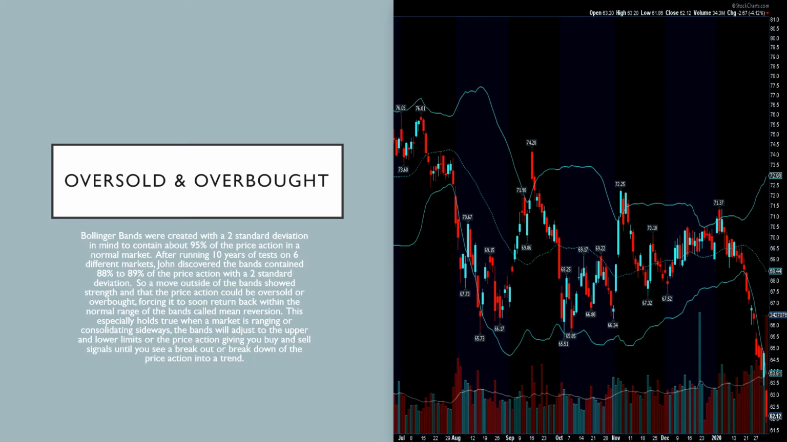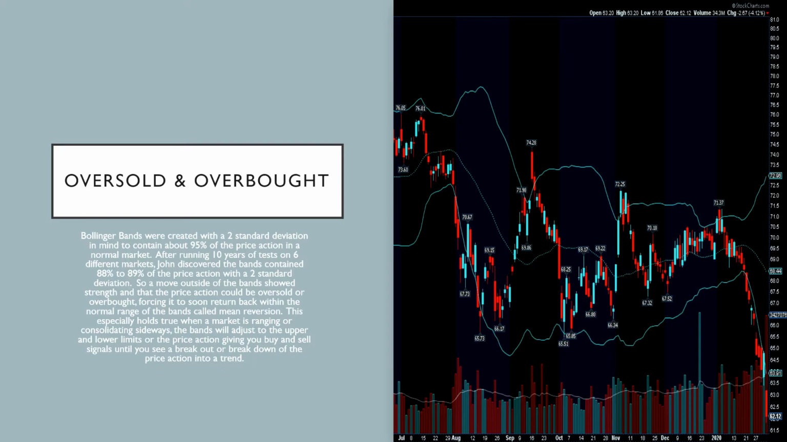When he ran this testing, he found out that the bands were only containing 88 to 89% of the price action. Which isn't bad. It's only about 6 to 7% off, so that's not bad at all. So a move outside of the band showed strength, and that the price action could be oversold or overbought, forcing it to soon return back within the normal range of the bands, called mean reversion, which is one of the theories we were talking about earlier.